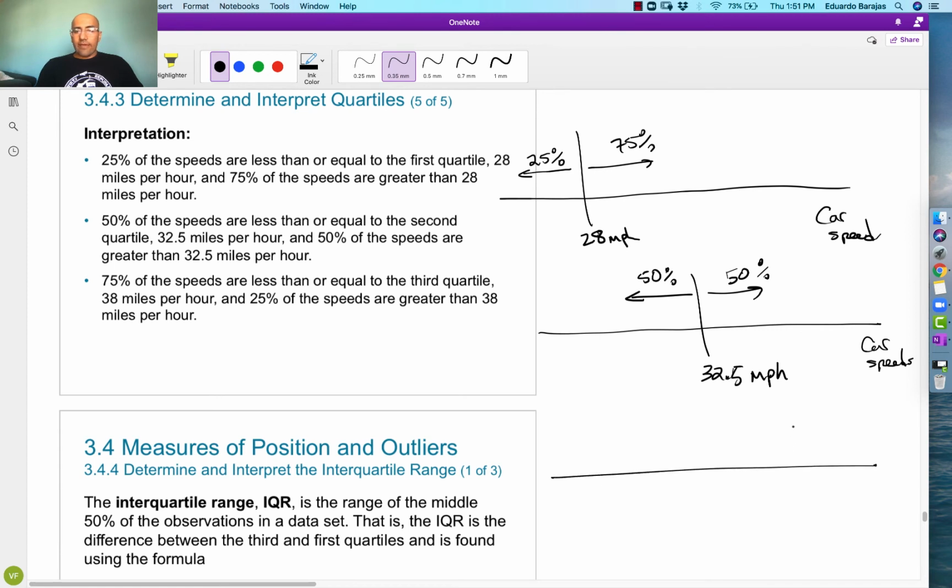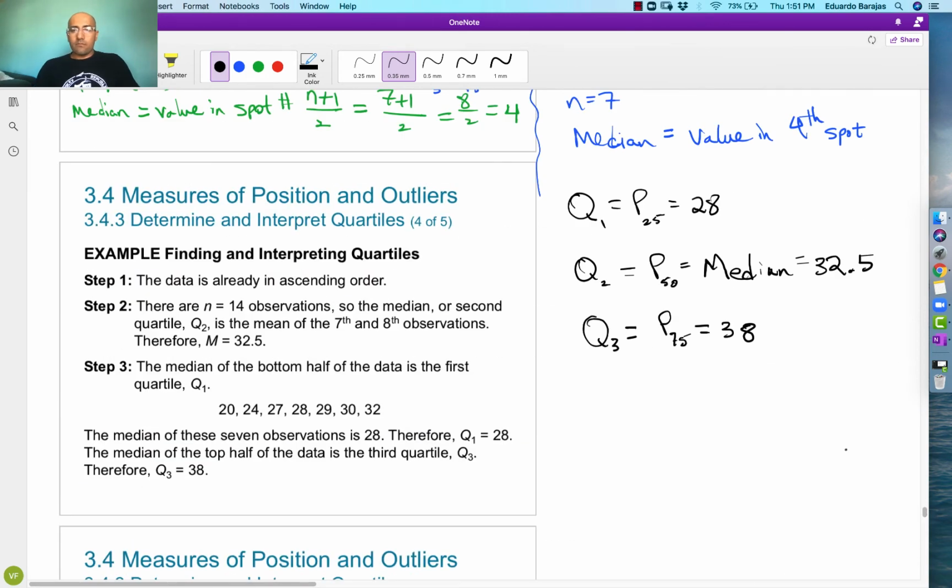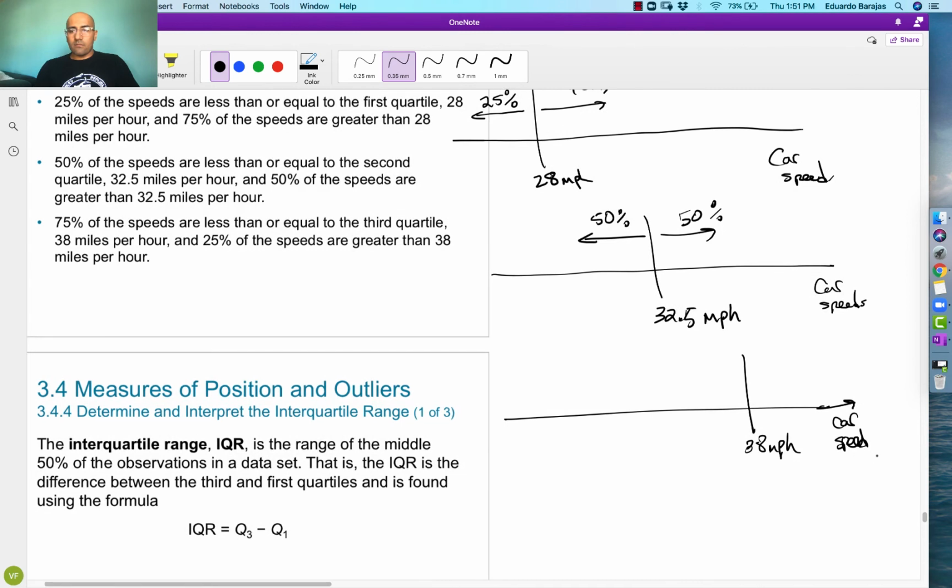And then finally, if we have a value there, which was 38 miles per hour, for the car speeds, then the 38 miles per hour being Q sub 3 means that it is the score that separates the top 25% of scores from the bottom 75%. 75% of the cars that we recorded traveled at a slower speed than this, and 25% of the cars traveled at a speed higher than that.